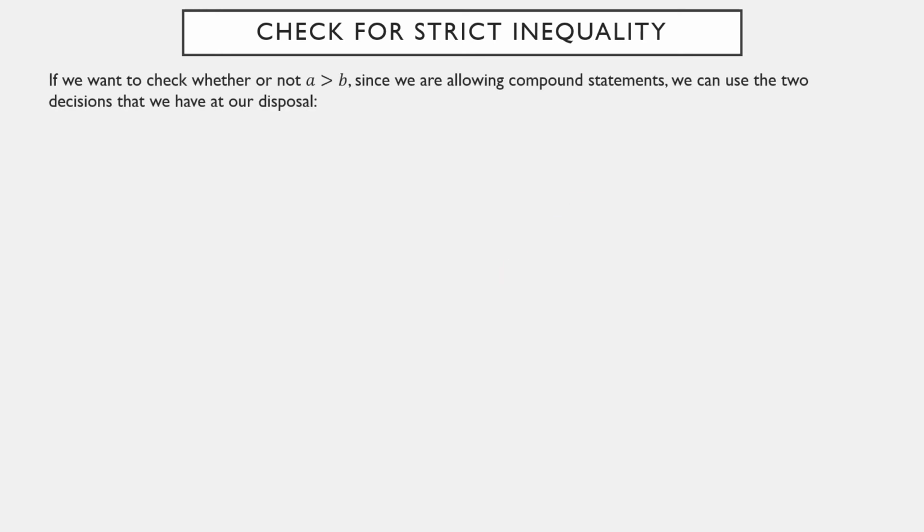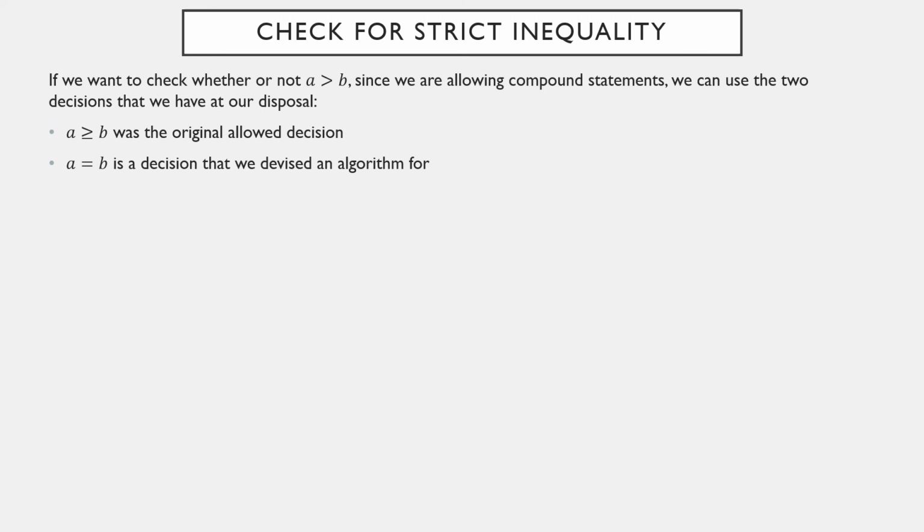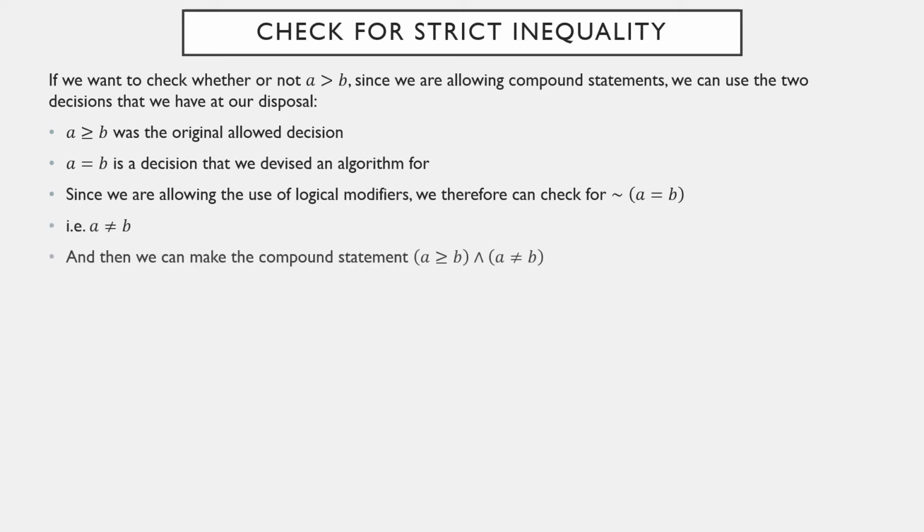What about checking for a strict inequality? Well, since we're allowing compound statements, we can use the two decisions we've already done. We're allowed to check if a is bigger than or equal to b, and we've just devised a way to check if a equals b. So since we're allowing for modifiers, we could also check, is it not the case that a is equal to b? So we could make the compound statement, a is bigger than or equal to b, and a is not equal to b. That would be equivalent to asking a is bigger than b. It's bigger than or equal to, but it's not equal to.